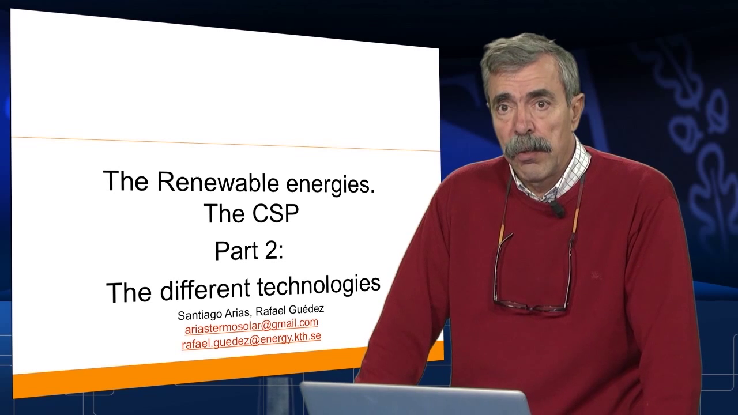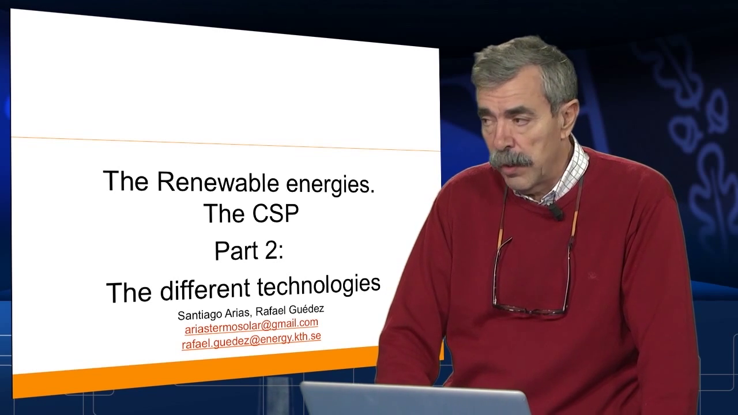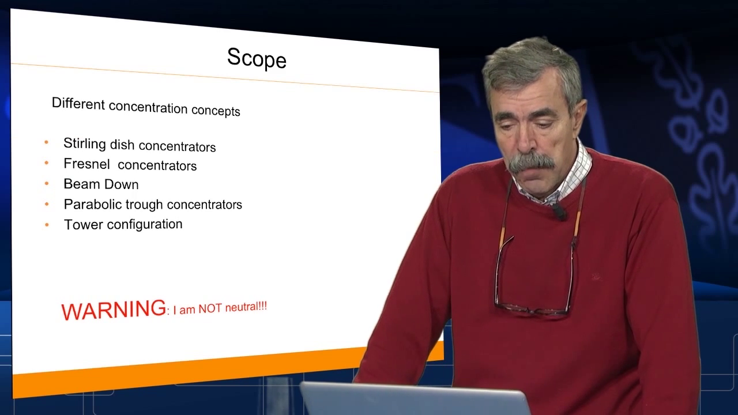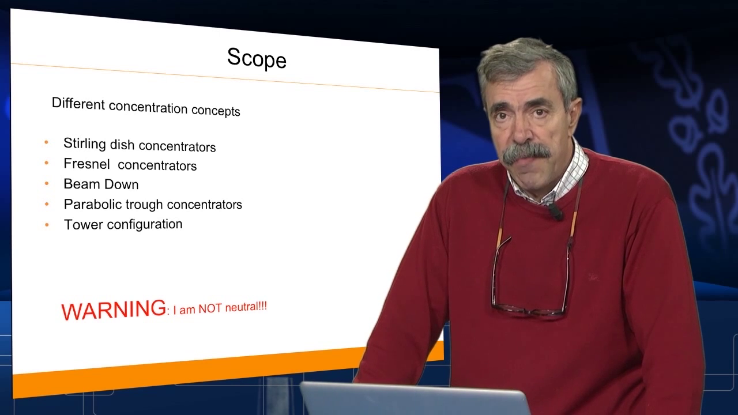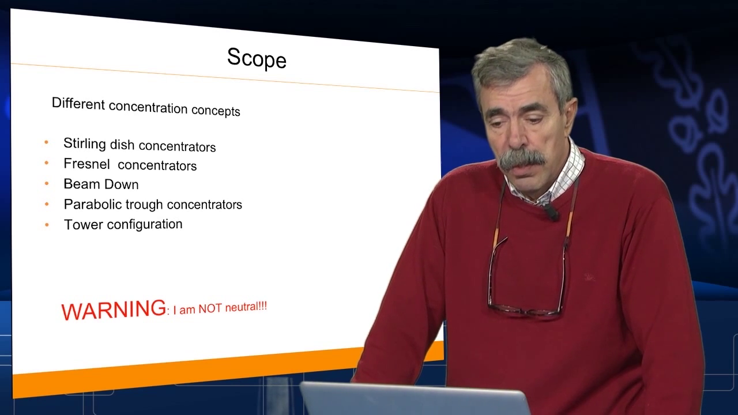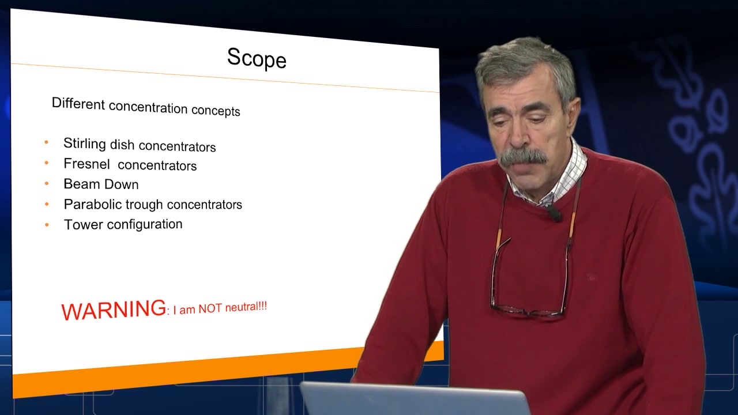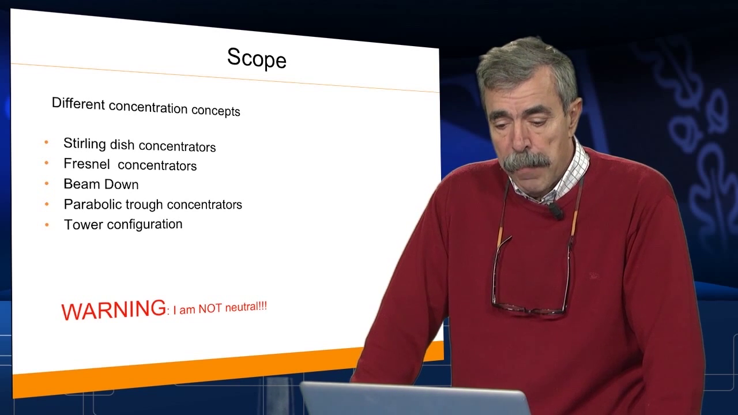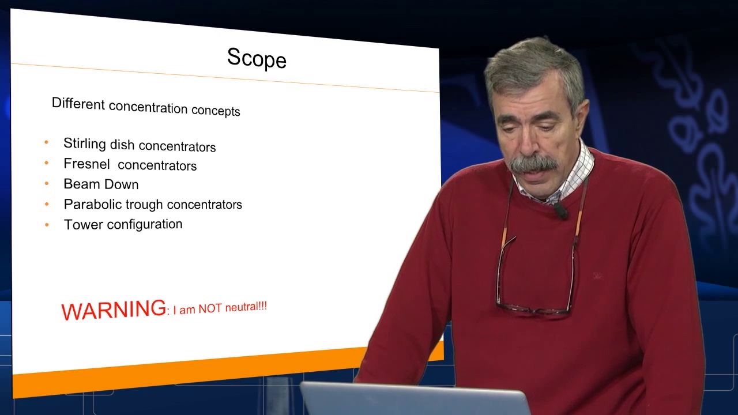In this session, I'm going to be speaking about the different technologies, the different methods of converting solar energy into electricity by using the CSP technology. There are many different concentration concepts. I will be speaking about the Stirling dishes, the Fresnel concentrators, the beam-down system, parabolic trough concentrators, and finally the tower configuration.